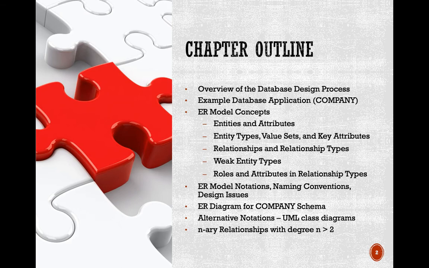So in this chapter, we are going to talk about the overview of database design process. Okay. As an example, we are going to see company database. So far we are seeing actually the same database as our discussion about basic SQL and relational model also. So the same database we are going to see as an example in our database design process. So in the ER model concept, we are going to talk about entity and attribute, entity type, value set, key attributes, and everything that is going to construct the ER model.